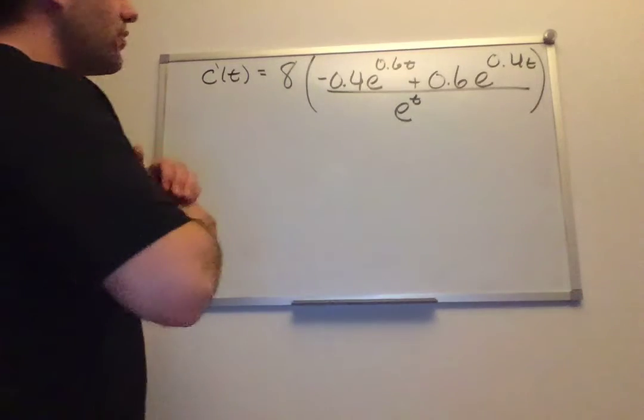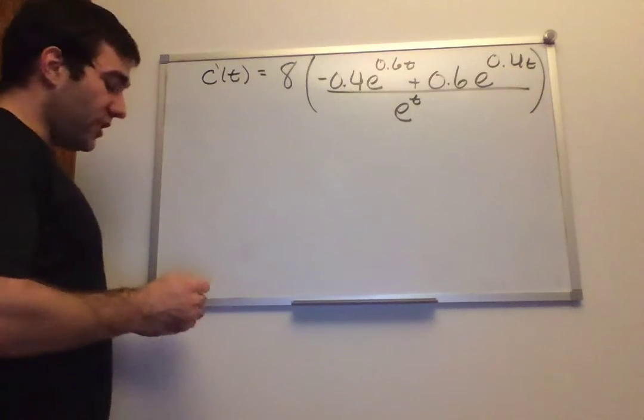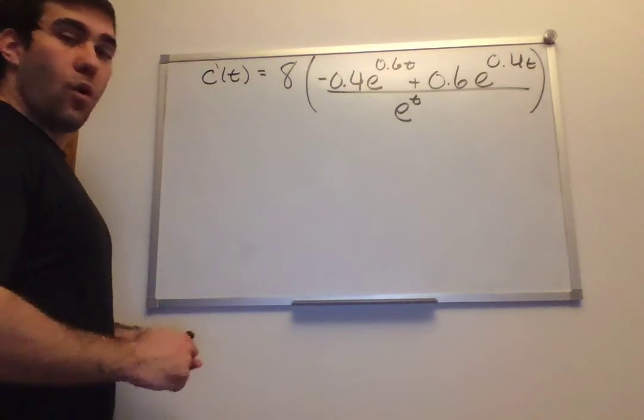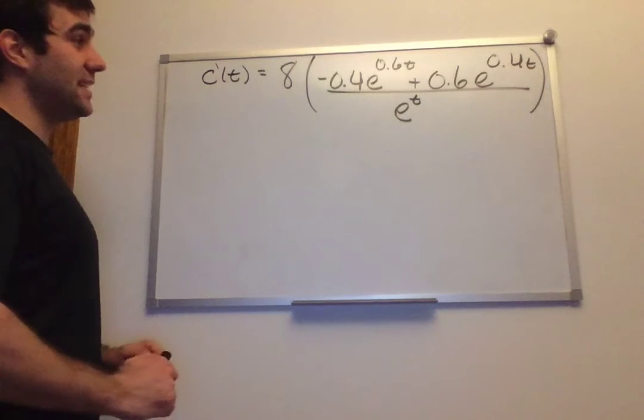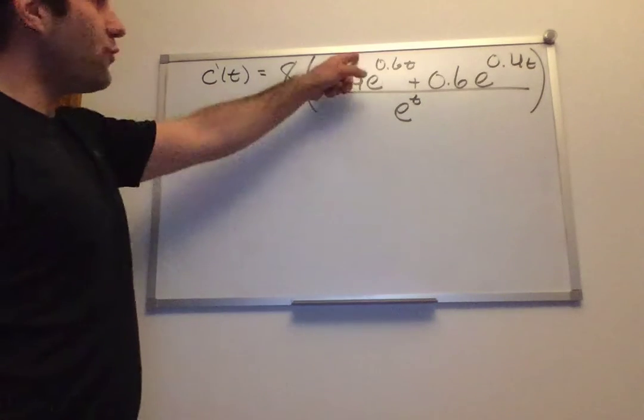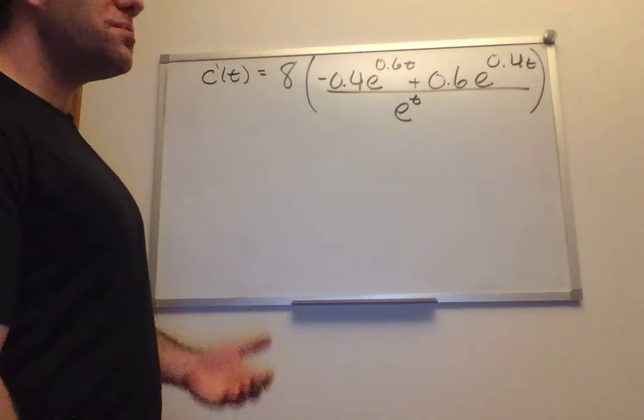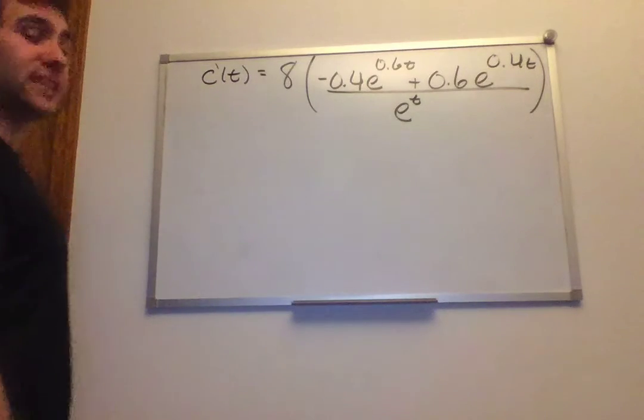Now, to find a critical number, we need to find where the derivative is equal to 0 or where the derivative doesn't exist. Now, we have a rational function here, so we could be worried about where the denominator is equal to 0.